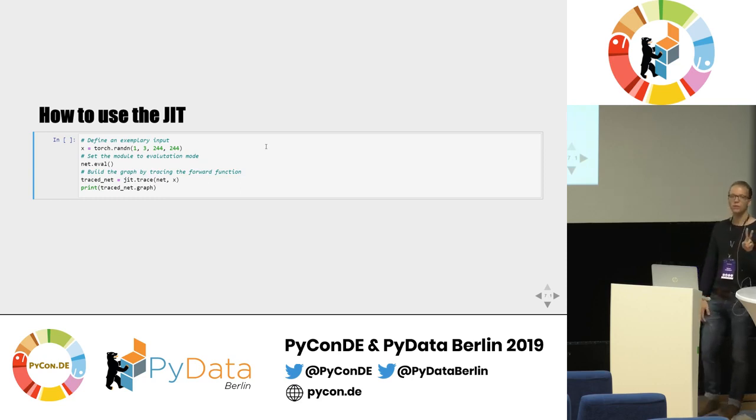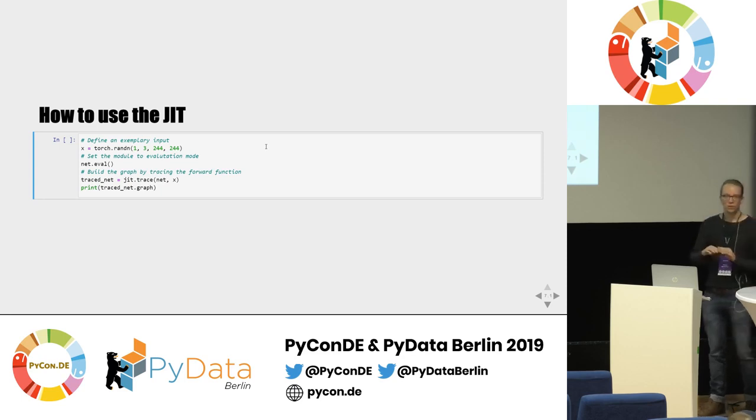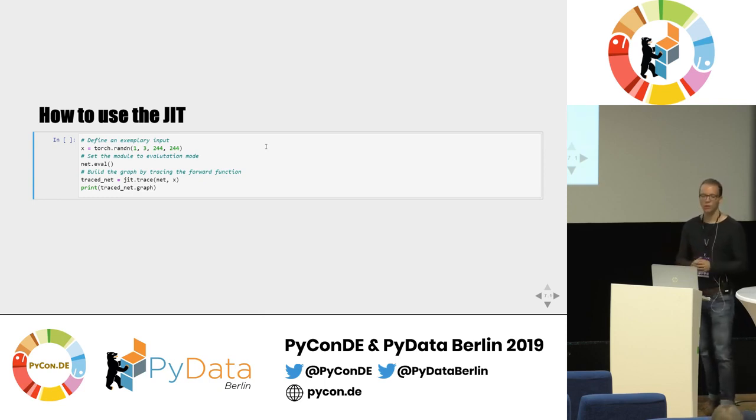There are 2 ways of using the JIT. One is tracing, the other is scripting. Tracing is the easier one, and I'm going to stay with tracing here just because scripting would be a whole talk in itself, and this is an introductory talk. Tracing just means we pipe the exemplary input through our network, and each operation is recorded and then put into the computation graph. This graph is then saved to a script module or a trace module, which we can have a look at.